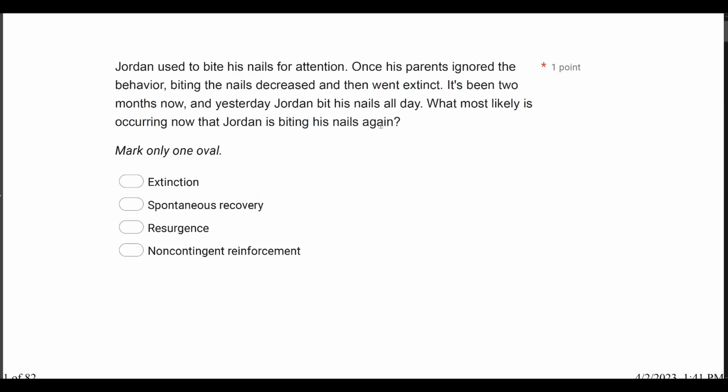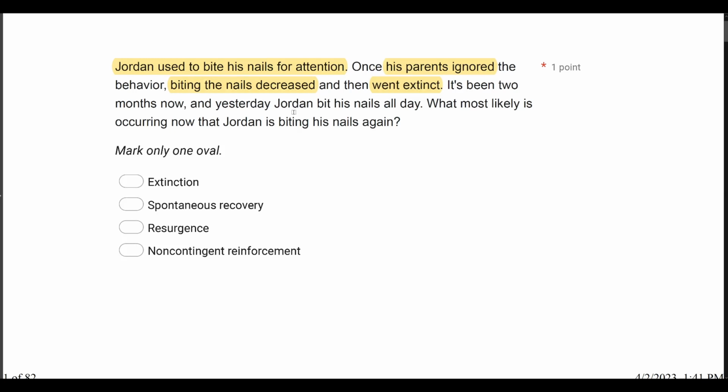Now, this is pretty clearly an extinction question. How do we know that? Well, we know Jordan used to bite his nails for attention. When his parents implemented ignoring, biting the nails decreased. Now, ignoring isn't always extinction, but planned ignoring is a type of extinction procedure. And when attention was withheld for biting nails, it decreased. When we withhold reinforcement, we're putting the behavior on extinction, therefore, it went extinct.